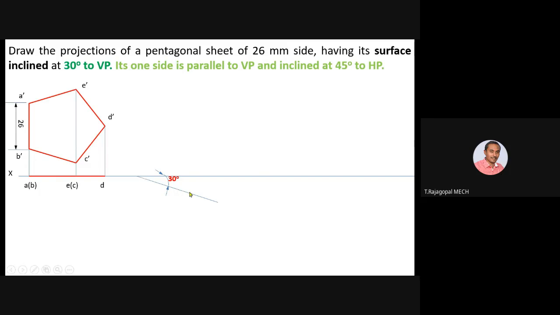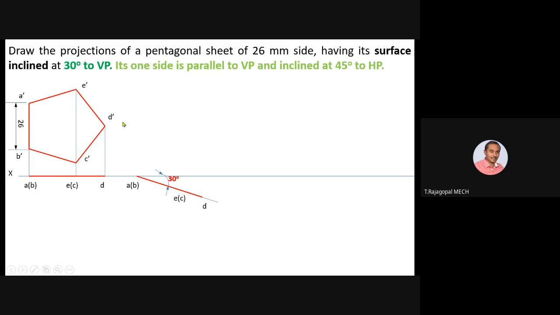Incline the surface at 30 degrees. By 30 degrees, you have to reproduce the length of the top view. Measuring using the scale, you can fix all the corners correspondingly, A and B, and measure the distance of E and C from the top view. Again, measure the distance of D. Now the top view is completed with the surface inclination of 30 degrees. With this surface inclination, now we have to identify the shape of the pentagon. For this, extend the projectors from step 3 and from step 1, the front view. This is the top view, and this is the step 1 front view.